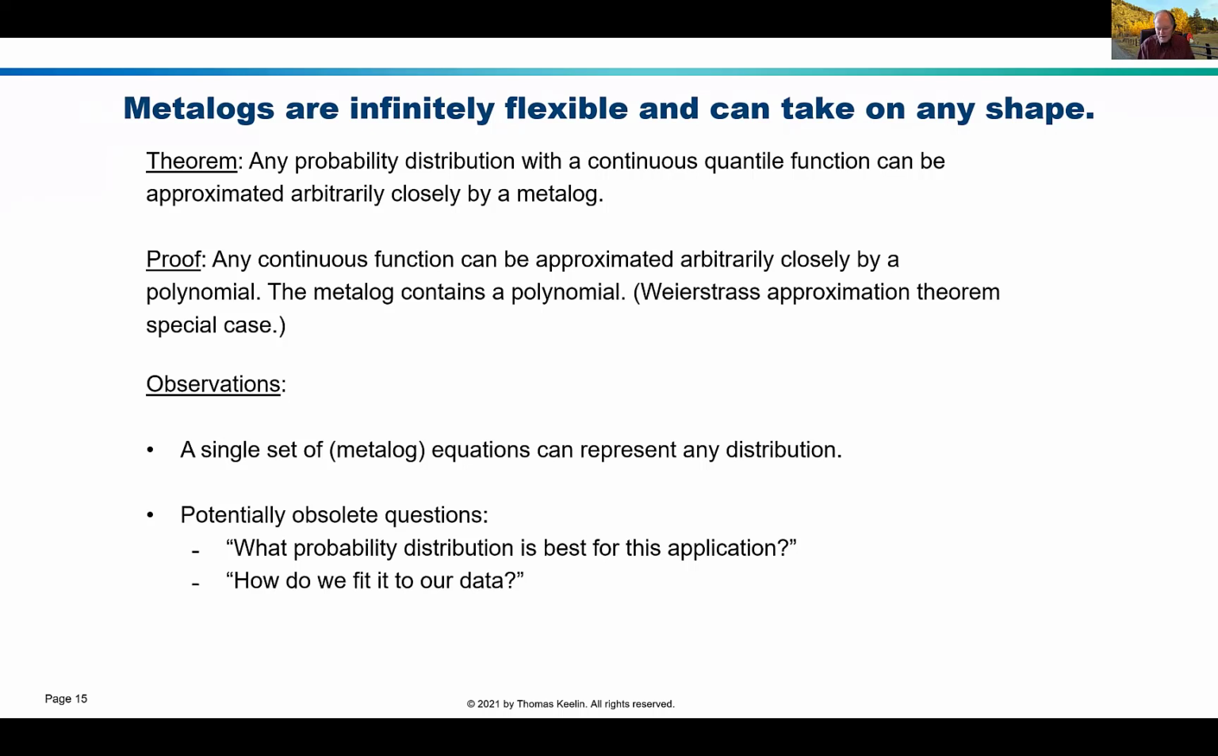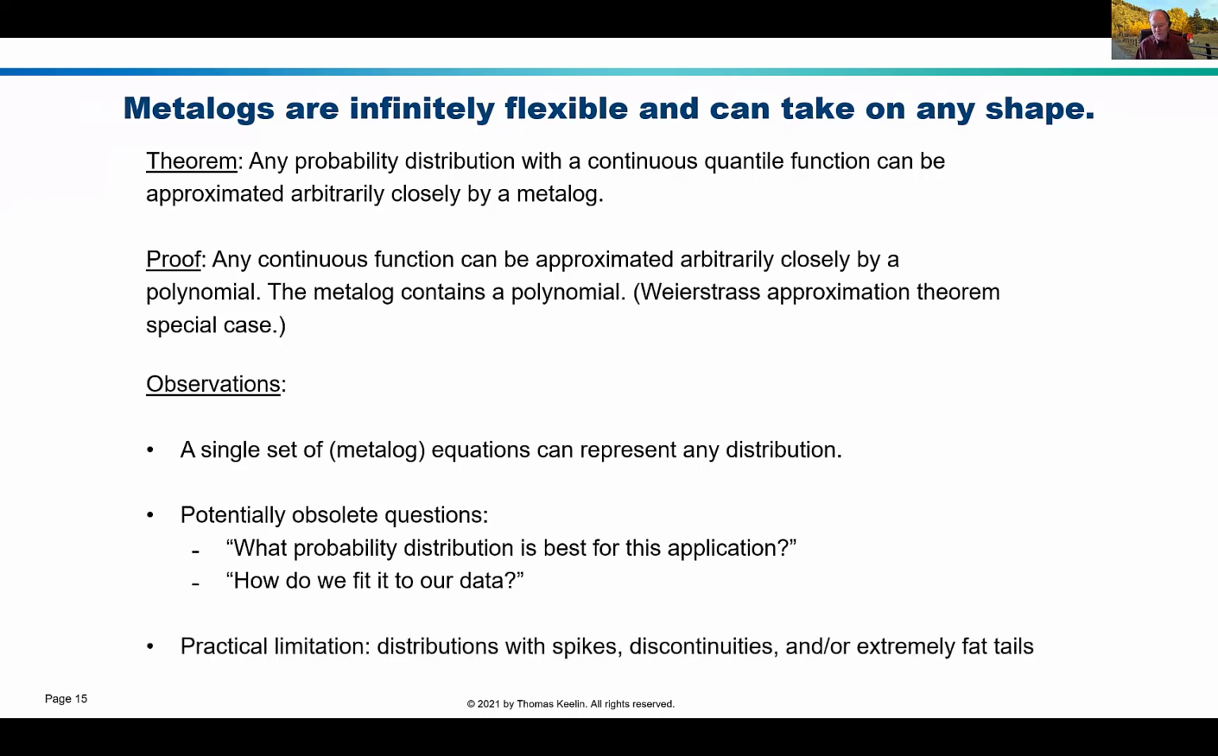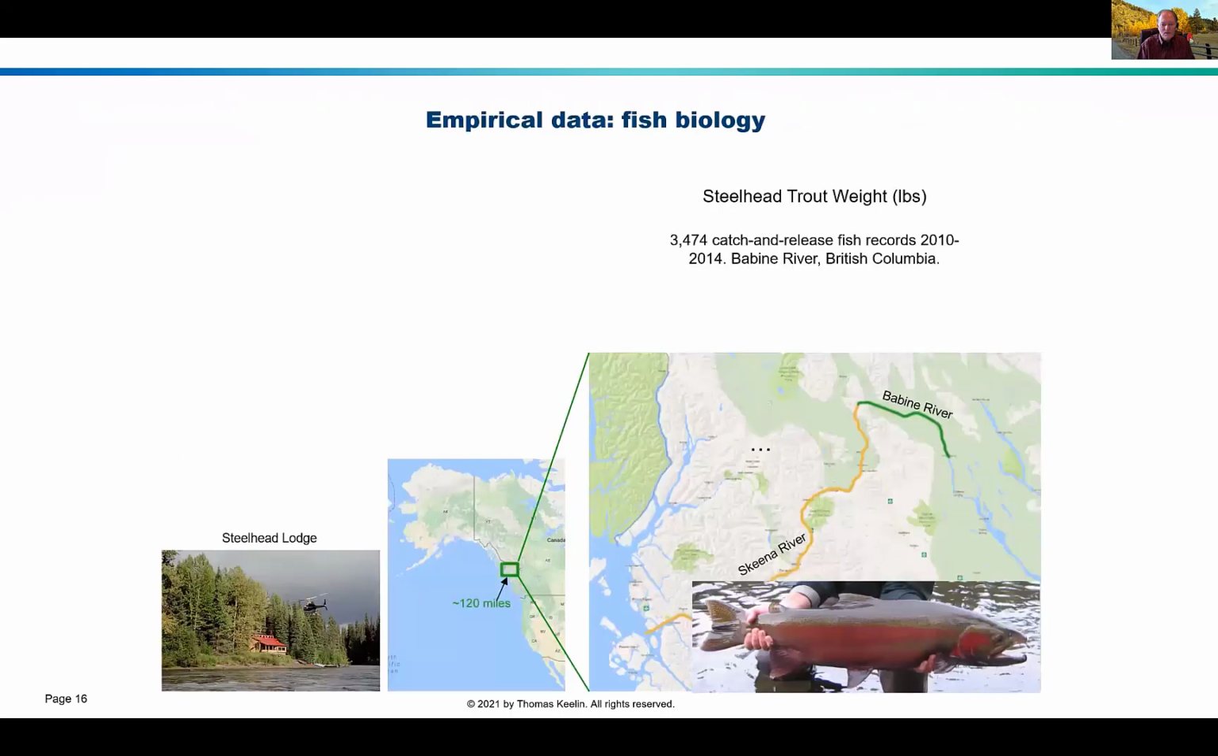How do we fit our data to that probability distribution? You don't have to ask that anymore because you already have a distribution that's more flexible than any classical distribution you choose. There are some practical limitations in the Metalog world: distributions with spikes, discontinuities, and/or extremely fat tails, and I'll show you some of those in a moment. So let's talk about empirical data.